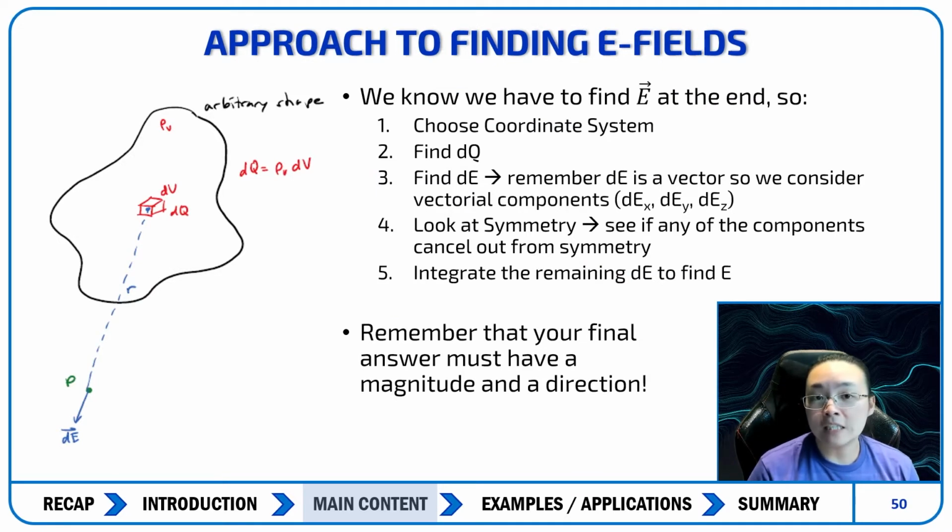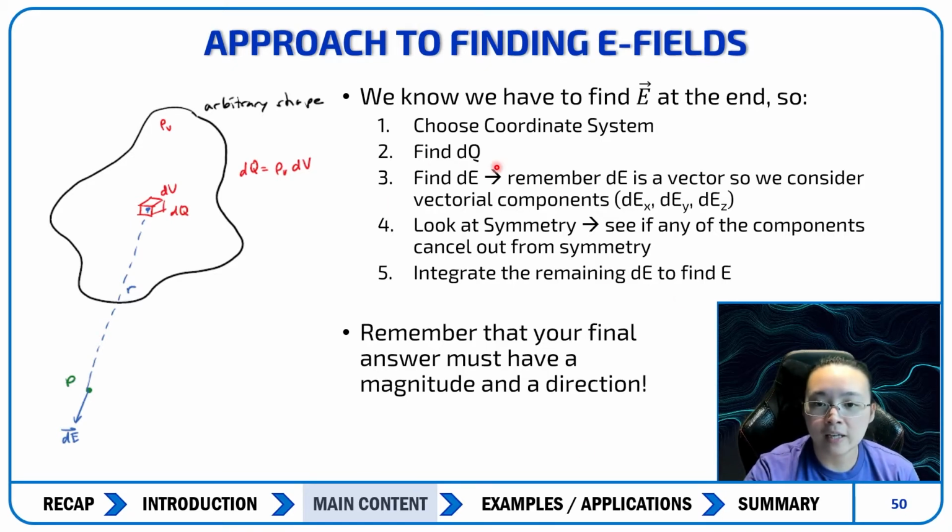So once you have dq, what's the next step? Now, the approach to finding the electric field requires you to choose your coordinate system, whether it's 1D, 2D, or 3D, and which way is the best, whether it's spherical, polar, cylindrical, or Cartesian coordinates. Next, you have to find dq using one of the methods we had before. Once you have dq, then you can use the equation from a few slides ago and find dE.